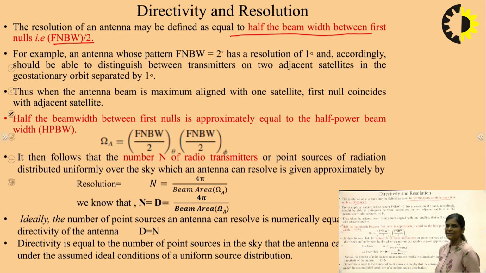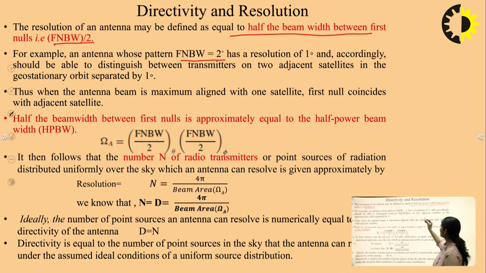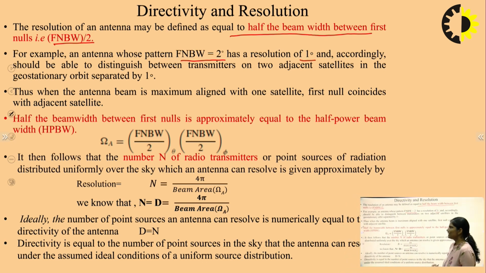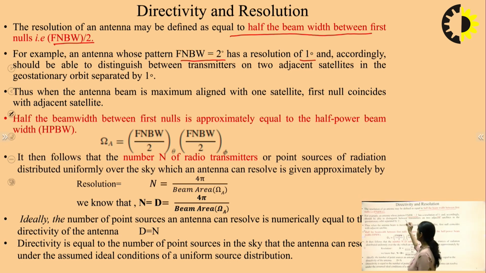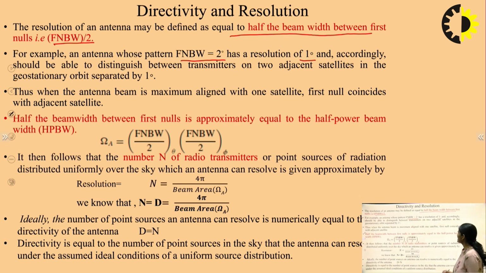Let it be an antenna whose pattern FNBW is 2 degrees, has a resolution of 1 degree, and accordingly it should be able to distinguish between transmitters on 2 adjacent satellites in the geostationary orbit separated by 1 degree. When the antenna beam maximum is aligned with one satellite, the first null coincides with the adjacent satellite.